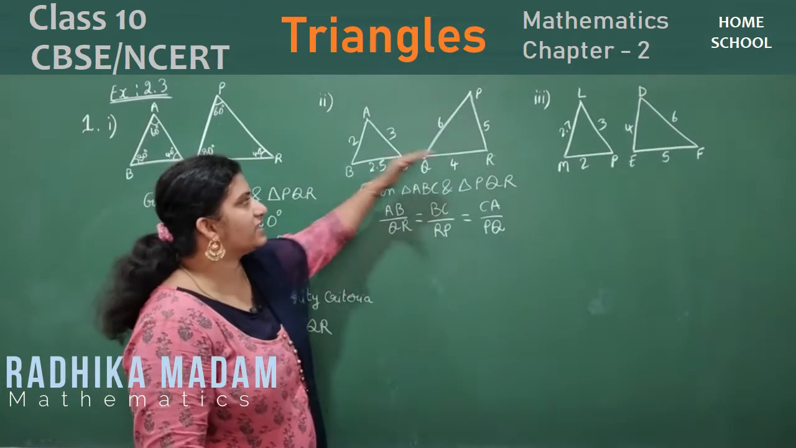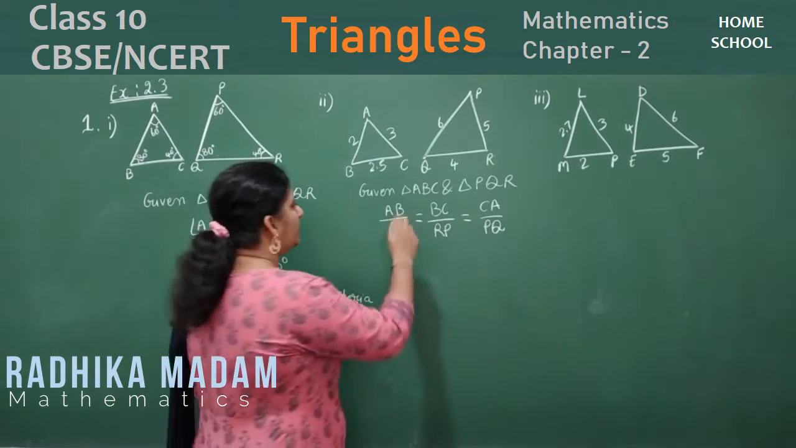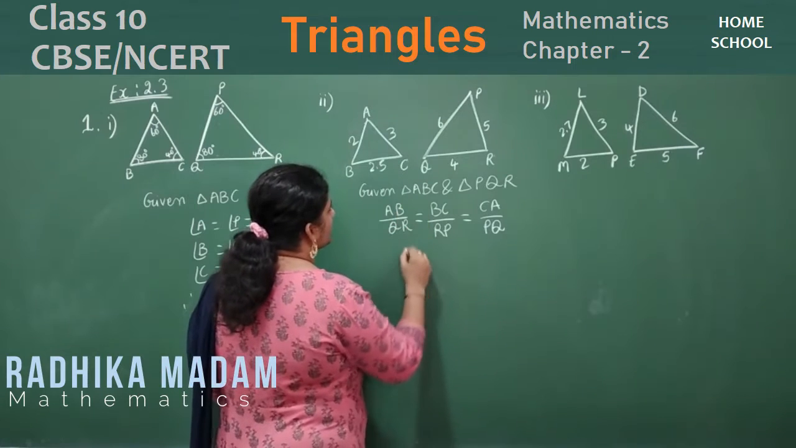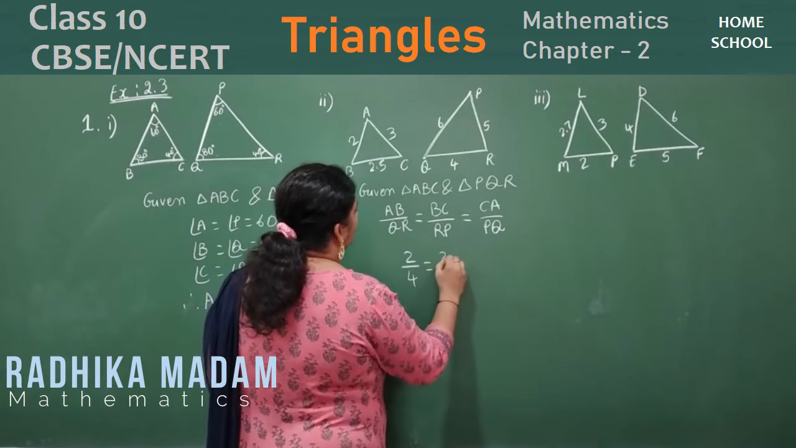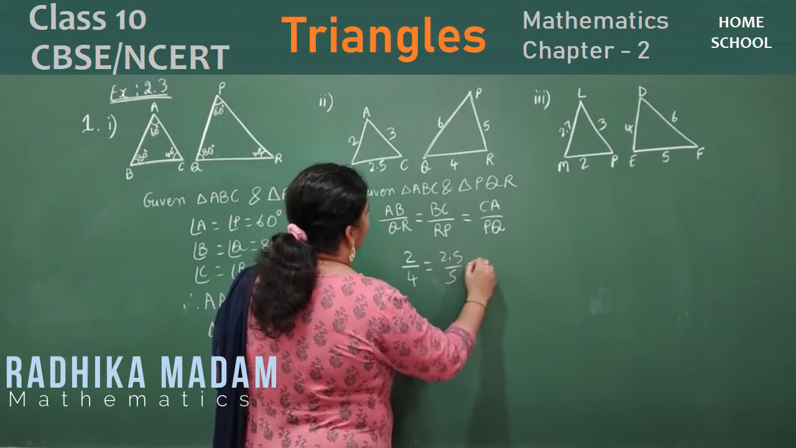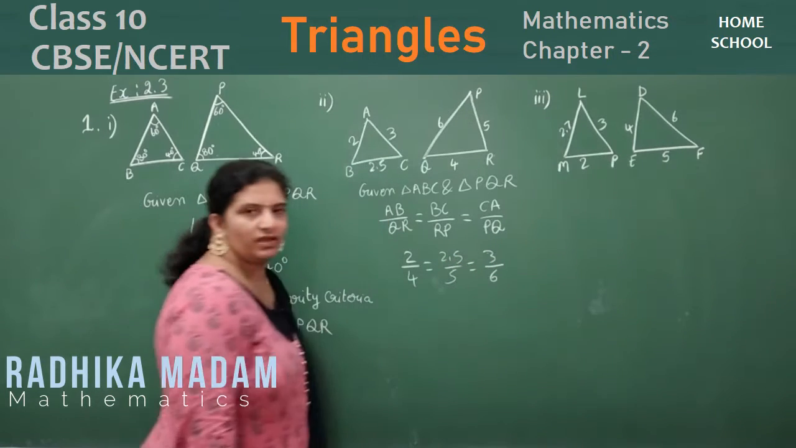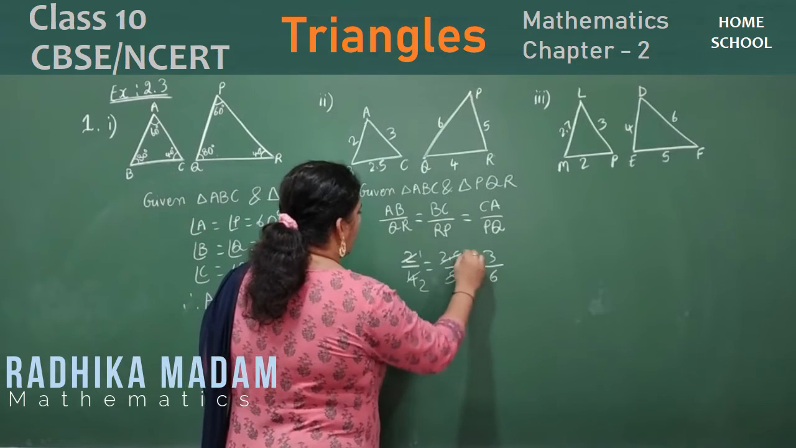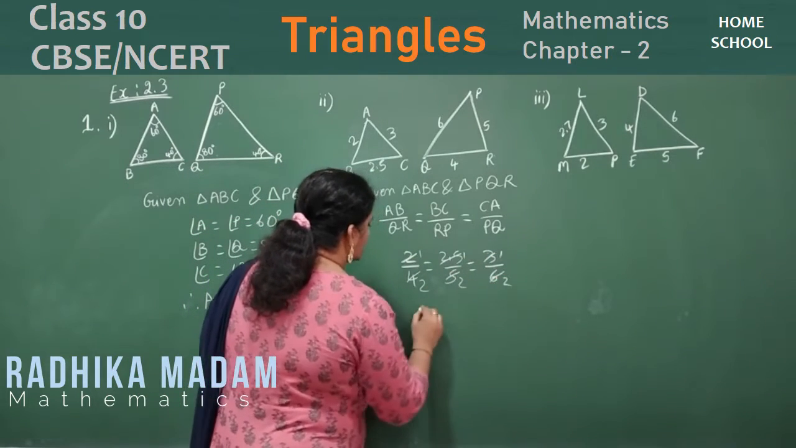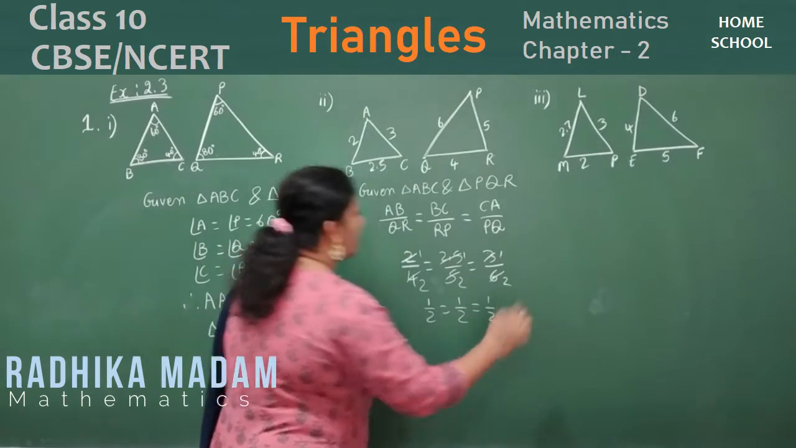But this side is corresponding to this. You have to compare that. Right? So now let's substitute here. What is your AB value? 2 by 4 is equal to 2.5 by 5 is equal to 3 by 6. Now what you are going to get? 1 by 2, 1 by 2, 1 by 2. So that means you got all the ratios in proportion.